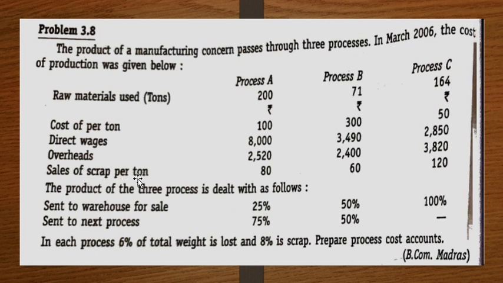Then sale of scrap per ton is nothing but the amount which is recoverable. Sale of scrap means the normal loss which is sold. The normal loss cost per ton is 80. Have they given the percentage of normal loss? Yes, in the last line: in each process 6% of total weight is lost and 8% is scrap. Now let us get into the solution.